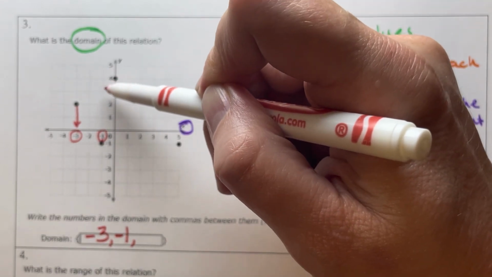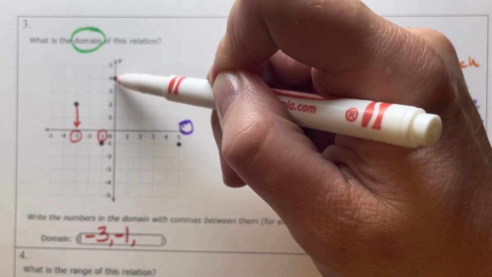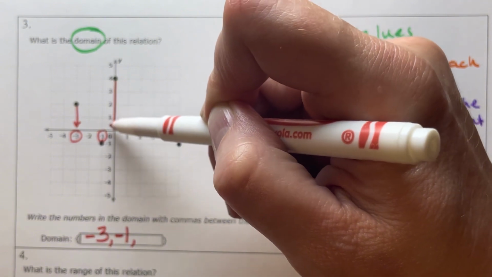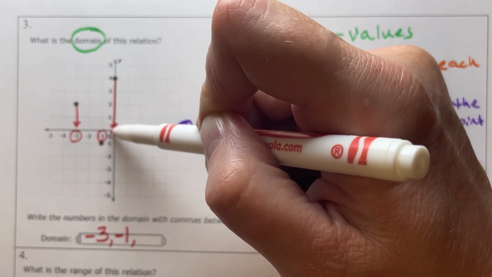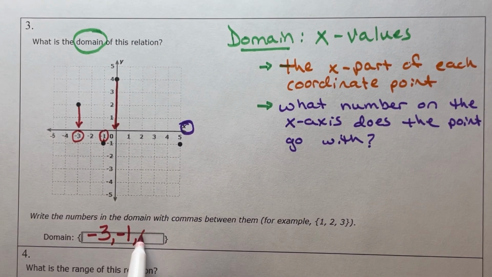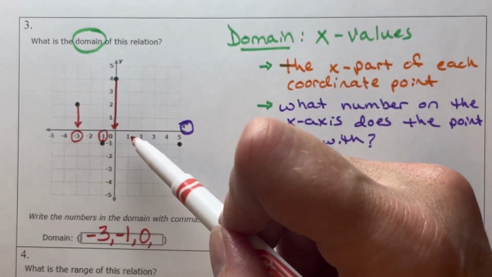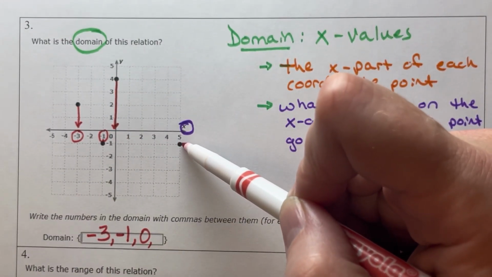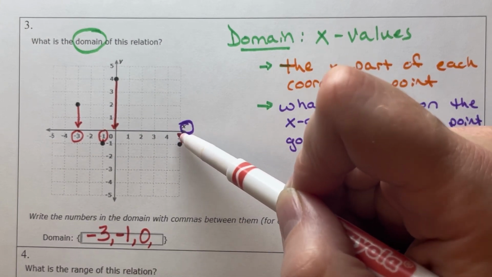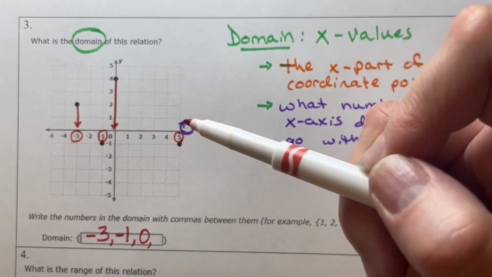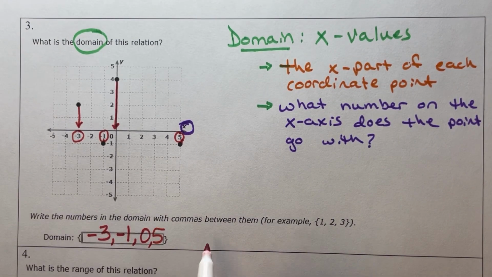Here again, moving to the right, is my third coordinate point. And when I drop it down to the x-axis, I see that it lines up with 0. And finally, my fourth coordinate point is here all the way to the end. It is my largest value. And just coming straight up to the x-axis, I see it hits at the 5. And there you go: -3, -1, 0, and 5.